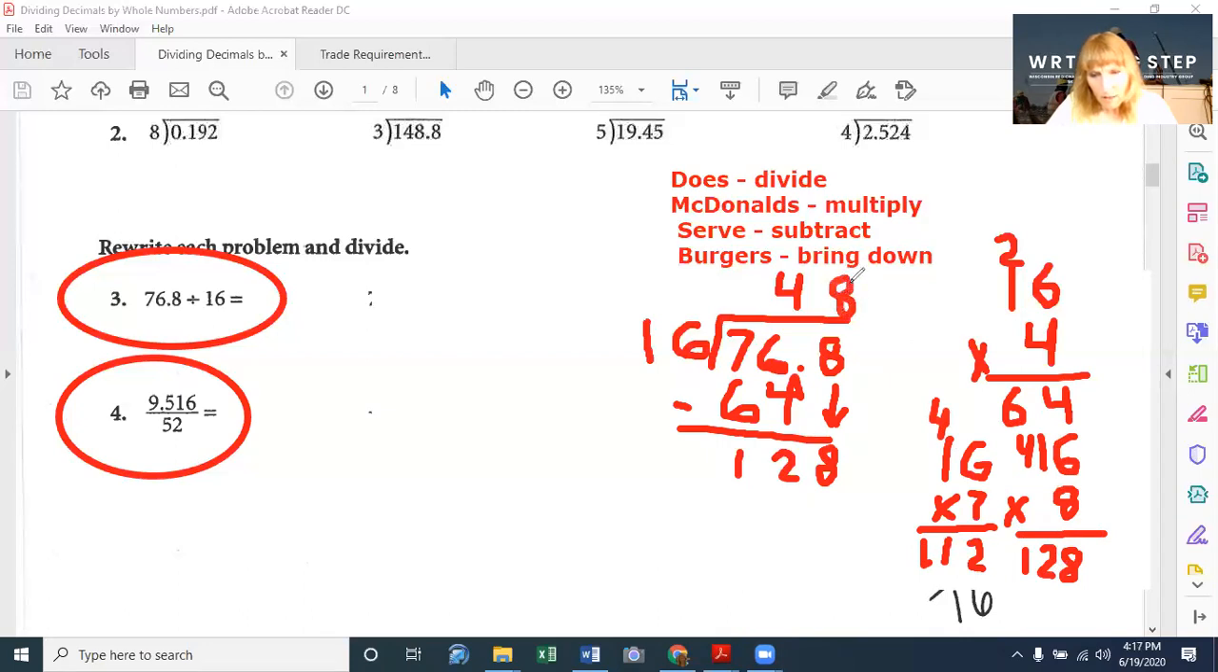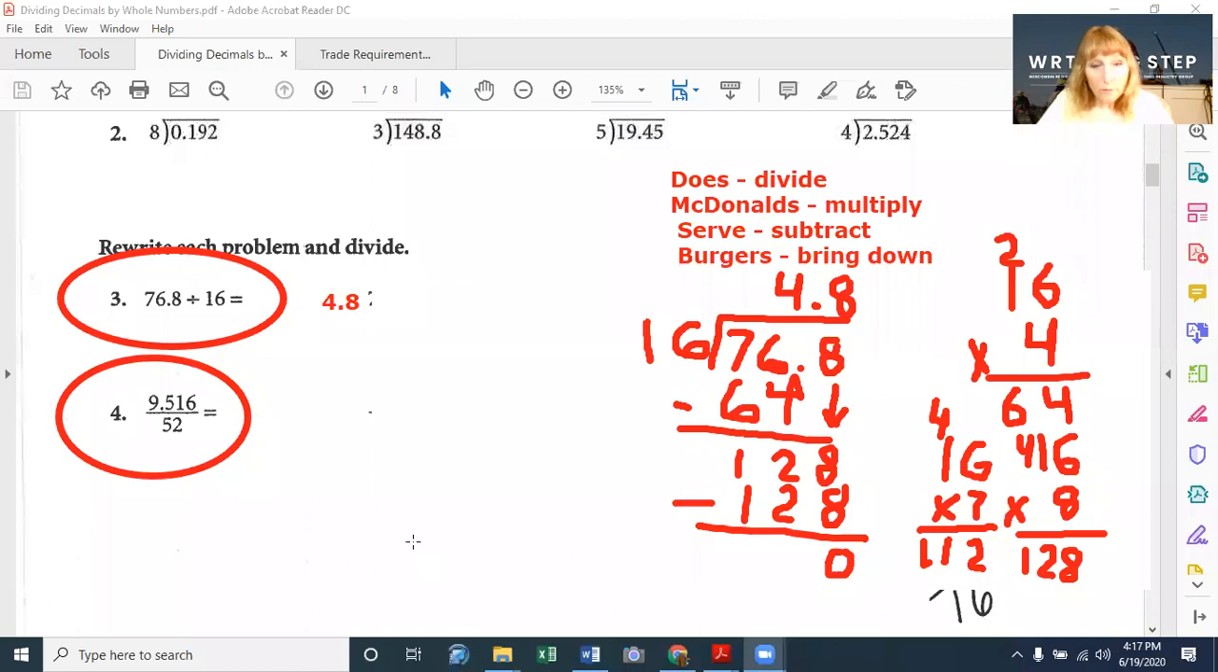Now I multiply. 16 times 8 is 128. And now I subtract. 128 minus 128 is 0. I have nothing to bring down, so I'm finished except for putting my decimal in. If it's right here, I've got to make sure I go up here and put it in the same spot. So the answer to 76.8 divided by 16 is 4.8.